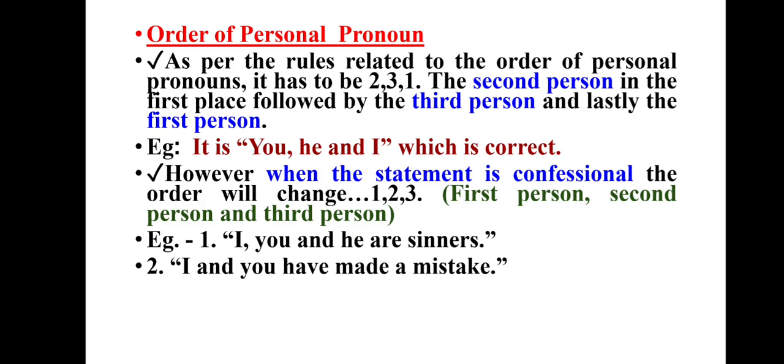First of all, you just remember 231. It's a very common rule. The second person order, I'm telling you: suppose I, you and he are going to market today. Let us see what's the order. The second person in the first place, followed by the third person, and lastly the first person.